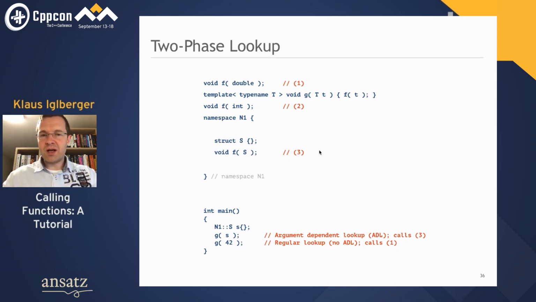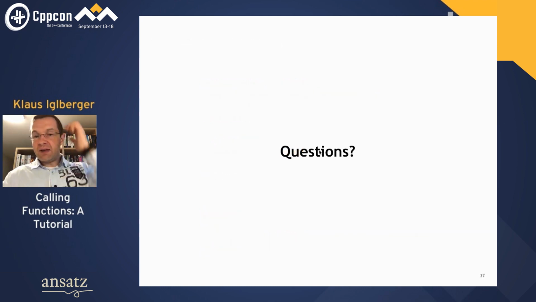Argument-dependent lookup for class types and the regular lookup for fundamental types. So this concludes lookup. If you have any questions, please note them down. I will answer any kind of question at the end of the talk. Please also additionally note down slide numbers, which will make it much, much easier to go back to a specific slide.